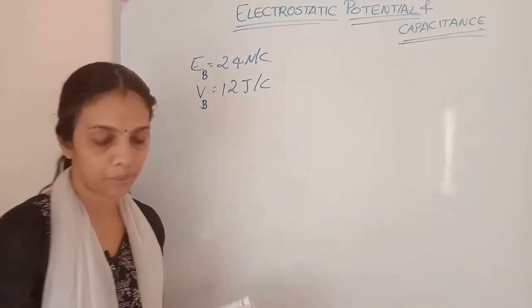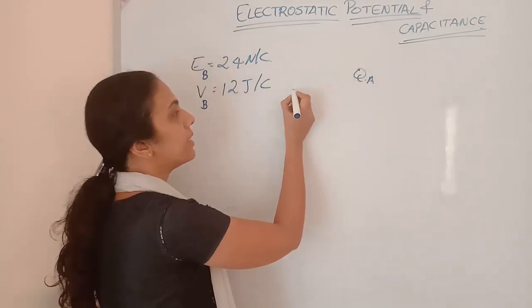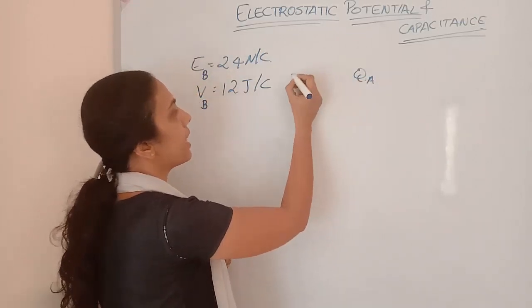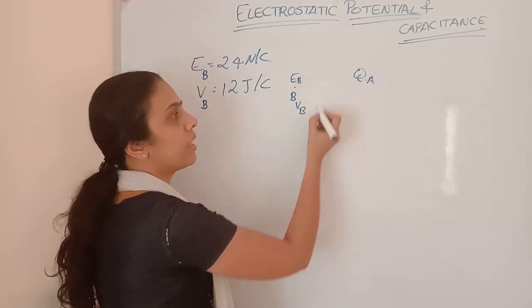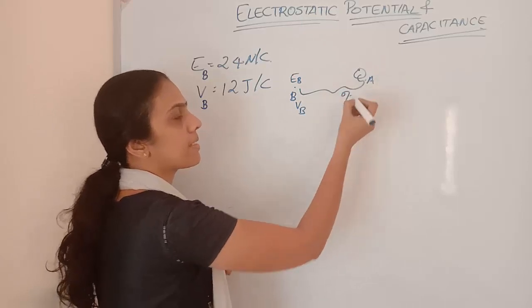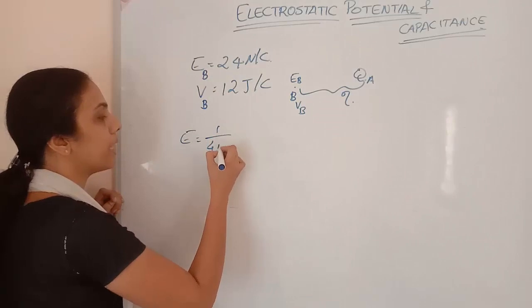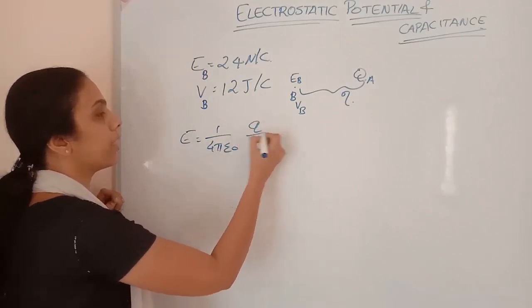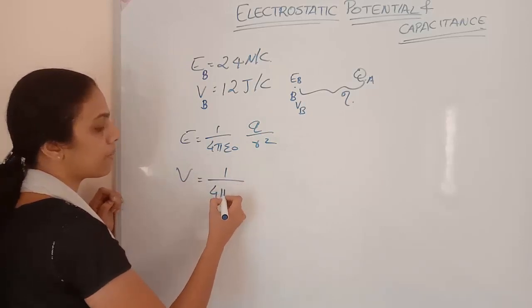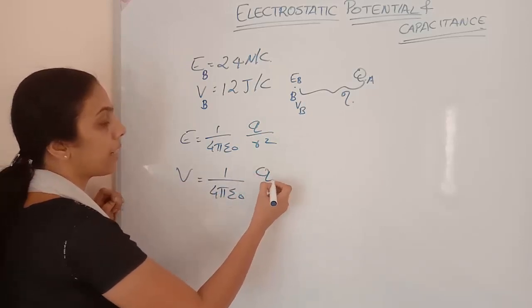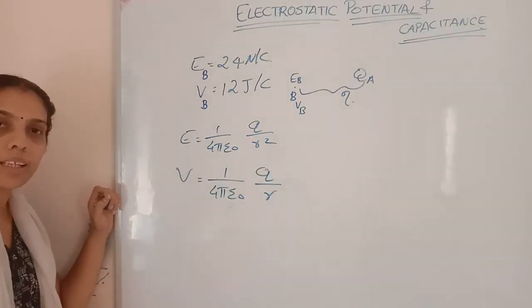How can we do it? A charge Q is kept at A, and the electric field at B is given and the electric potential at B is also given. We should find out the AB distance. How can we find it out? E equals 1 by 4 pi epsilon 0 Q by R square, and potential equals 1 by 4 pi epsilon 0 Q by R. Okay, so what is this R? R is the distance.